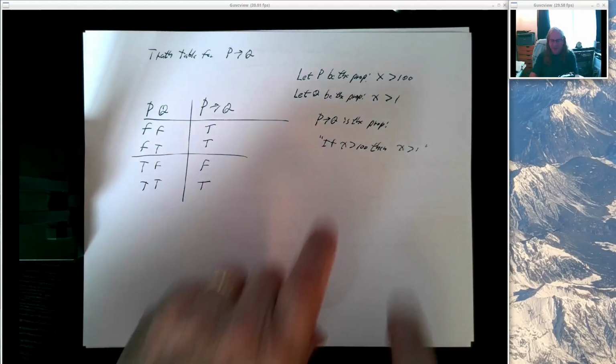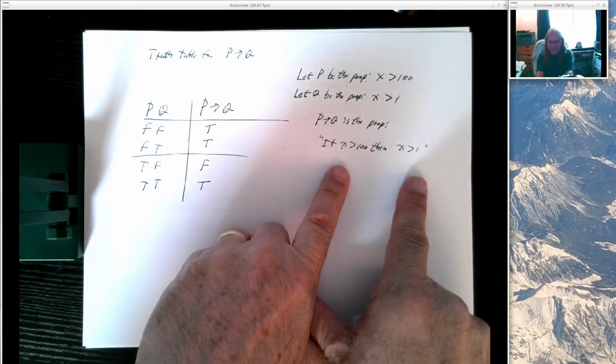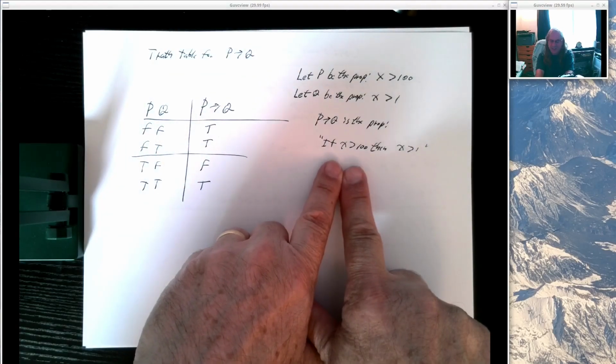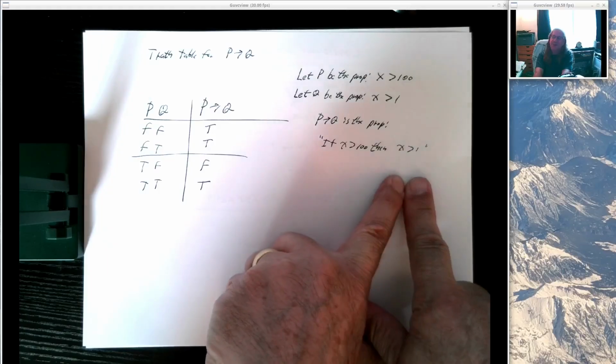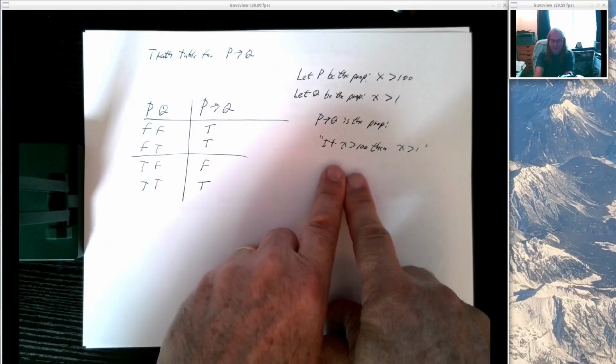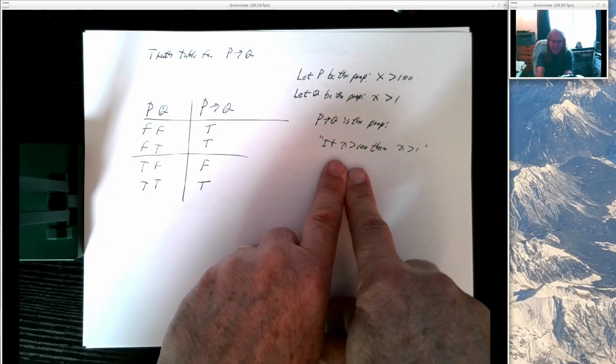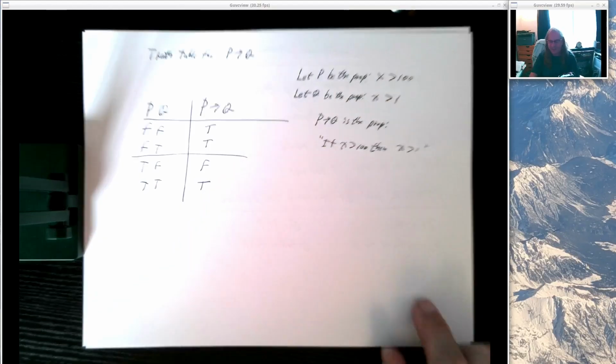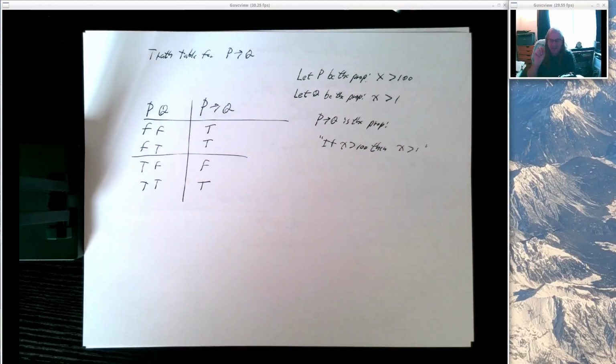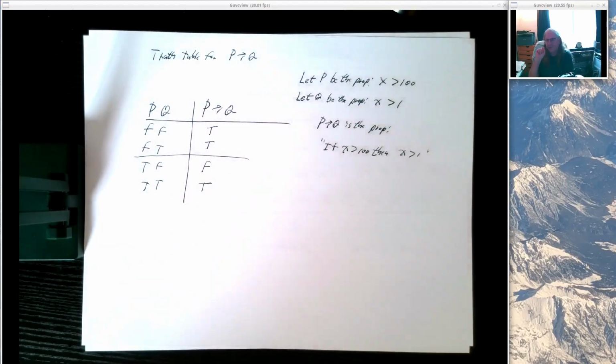And I think you'll agree this is a true proposition. If I pick some number and it's bigger than 100, it's definitely bigger than 1. Right? It's got to be at least 101, right? And that's going to be bigger than 1. So we expect if P then Q should be true.